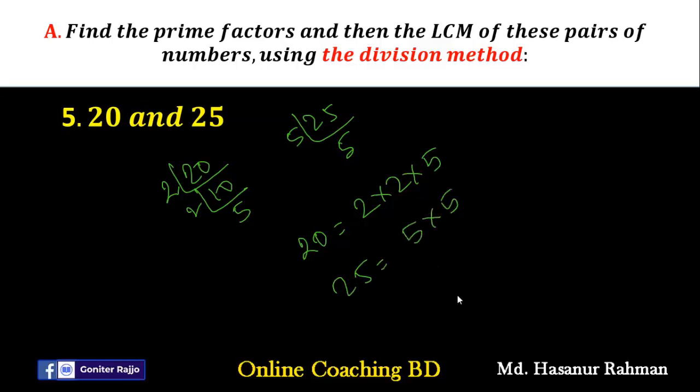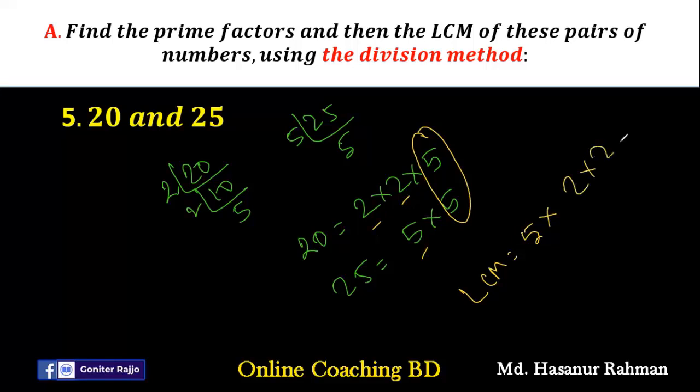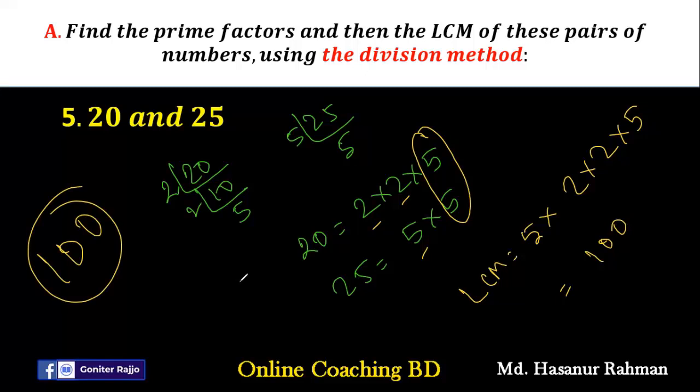Now we have to find out our common factor. So we can easily say this 5 is common in both numbers. So for the LCM, we have to write the common factor first, then the other factors, 2, 5. 5 2s are 10, 10 10s are 100. So LCM of 20 and 25 will be 100. We can divide 100 by 20 and we can divide 100 by 25.